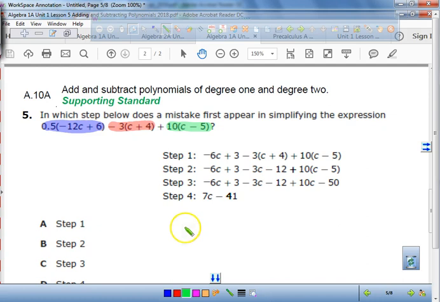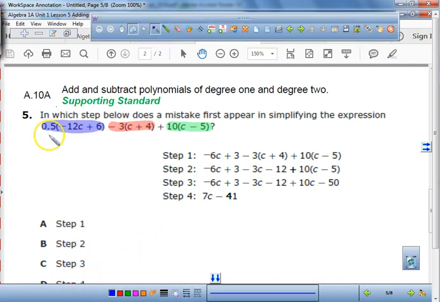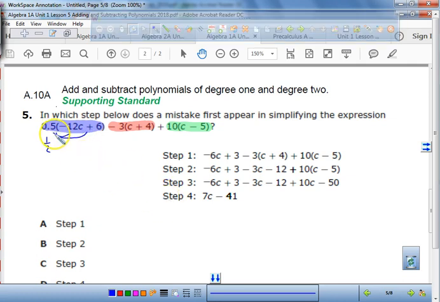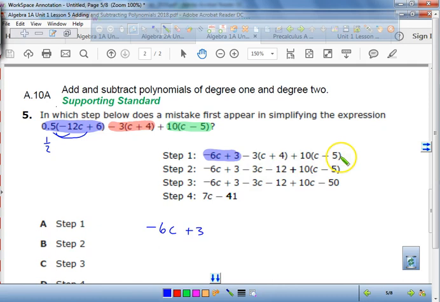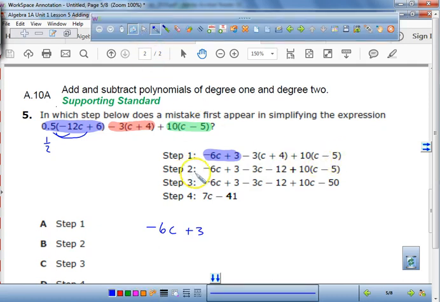Can I borrow a highlighter? By the way, what fraction is 0.5? What fraction? Half. 0.5 is a half. So all I want you to do is take half of this and half of this. What is half of negative 12c? Negative 6c, right? What is half of 6? So put plus 3. So let's check this person right here. Did that person do that part correct? Right there. Yes. Okay? Now notice, did they do any other distributive property? No, they didn't. They waited to step 2.